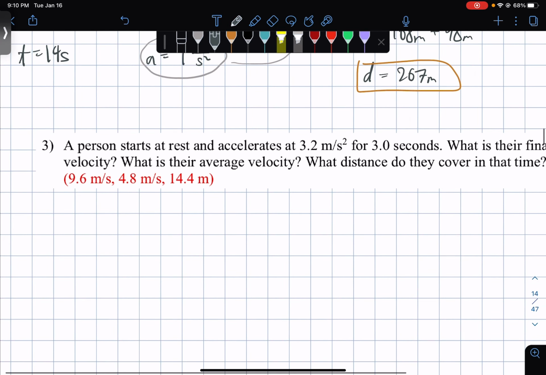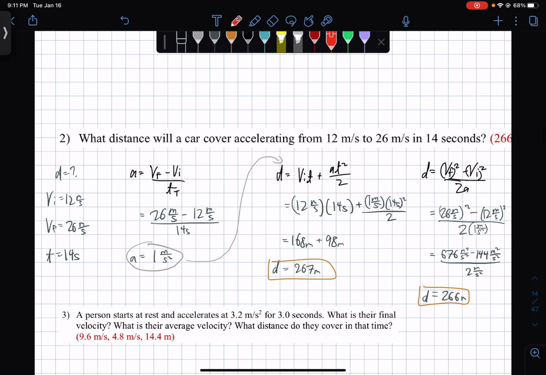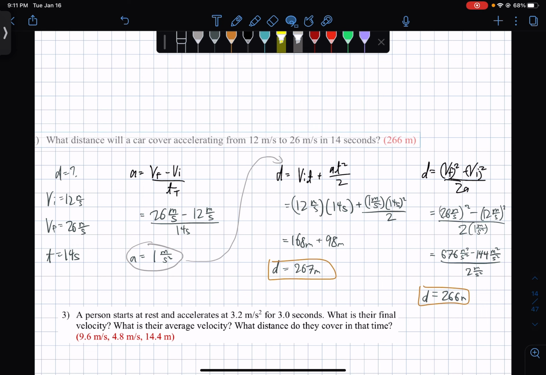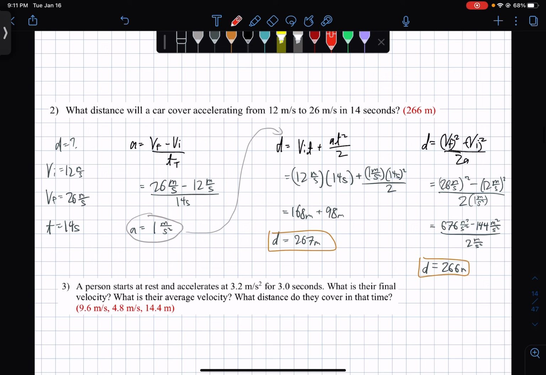Okay, number 3. We have 266 meters as the answer. This is more accurate, but either way, we found a really close answer using the other formula.